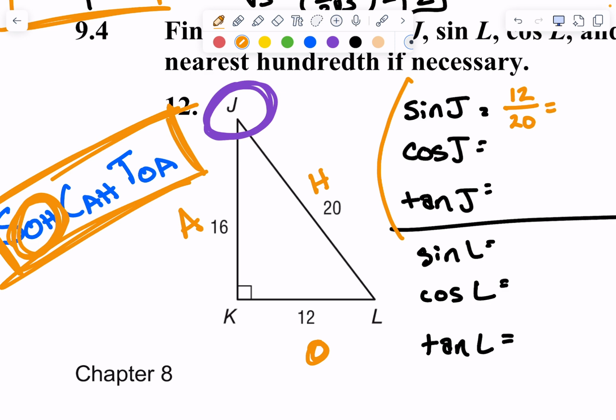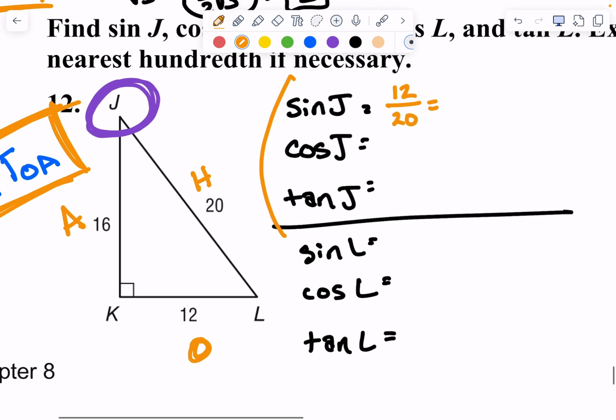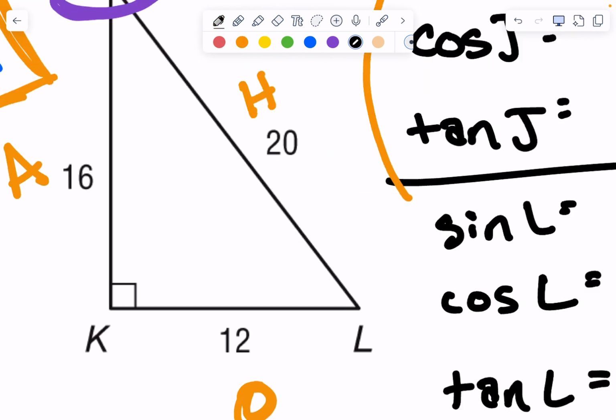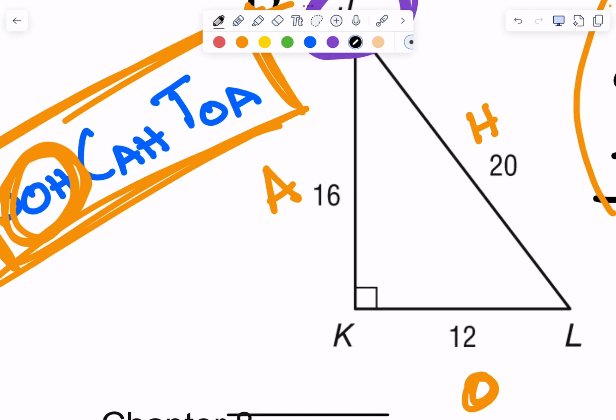Now, here's the deal, real quick. 12 over 20, we can reduce, we can divide by 4. So that is 3/5. We don't want to reduce the whole thing later, because we can reduce it over here. So, 3, 4, 5. 12, 20, and 16, we can divide by 4. This is a 3, 4, 5. I'm going to reduce them right there so we don't have to reduce them later, right?